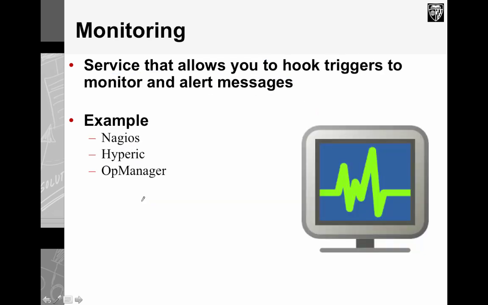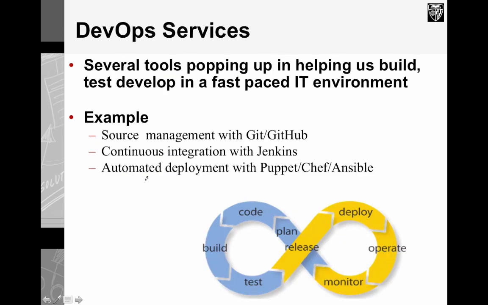Monitoring. Many times in your application, you want to monitor your application, you want to monitor your infrastructure, so you need a service that allows you to hook triggers into your infrastructure and your applications so you can monitor them and send alert messages. Classic examples of products and services that do monitoring are Nagios, Hyperic, and OpManager. DevOps services. Today, DevOps has become a very popular term. There are several tools that are popping up in helping us build, test, develop in a fast-paced IT environment. Not only develop, but also deploy, I should say.